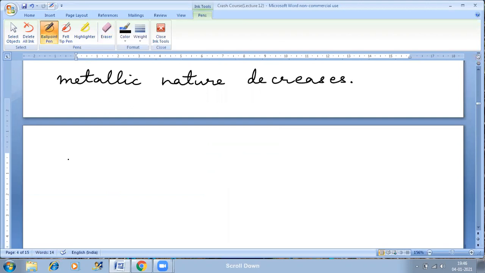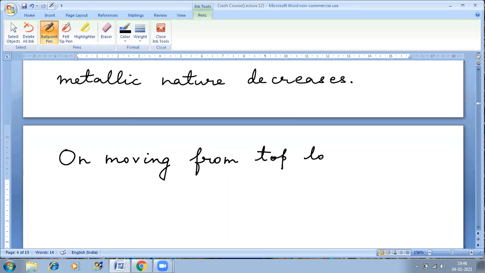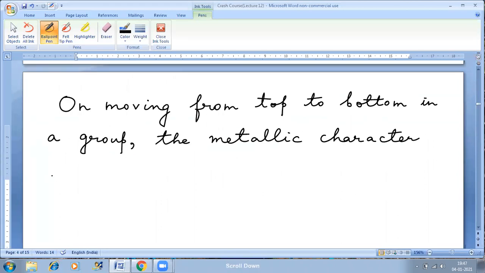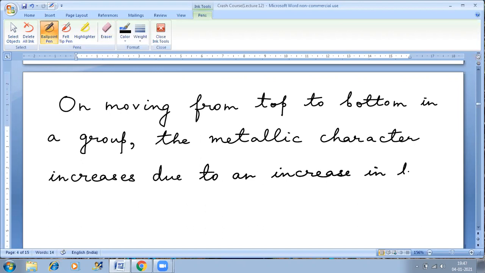So on moving from top to bottom in a group, the metallic character increases due to an increase in the number of shells.